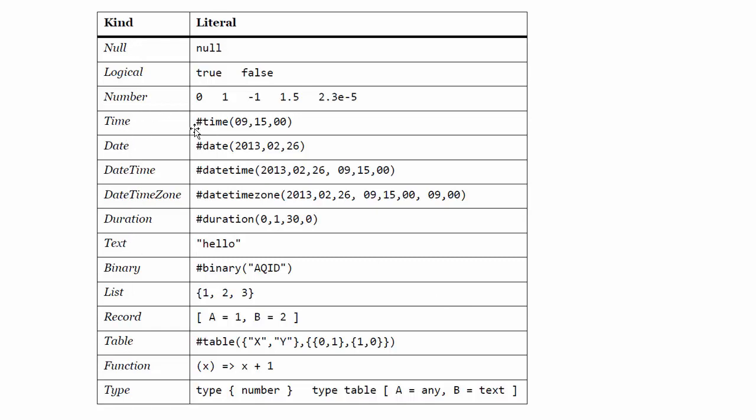Now, we didn't look at time, date, date time zone, or duration, but those are all date time related values. And if we ever needed to hard code a time, a date time, these are called the intrinsic functions that we can use. So if we literally wanted to hard code February 26, 2013, that's how we would do it. We wouldn't type 2/26/2013. We'd use that function.